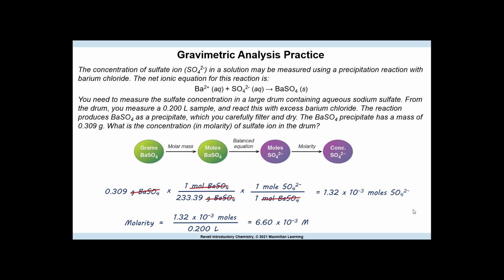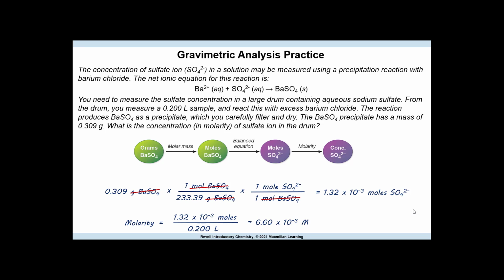From the drum, you measure a 0.200 liter sample and react this with excess barium chloride. The reaction produces barium sulfate as a precipitate, which you carefully filter and dry. The barium sulfate precipitate has a mass of 0.309 grams. What is the concentration, in molarity, of sulfate ion in the drum?